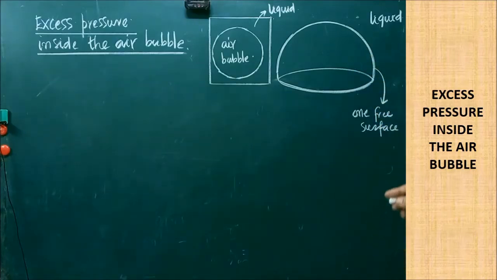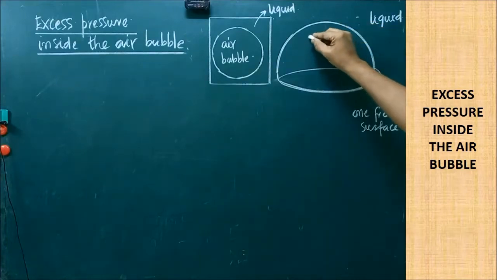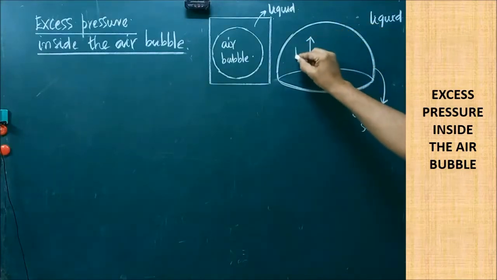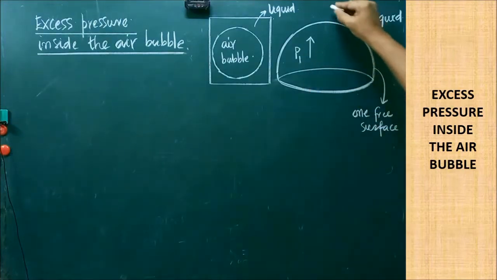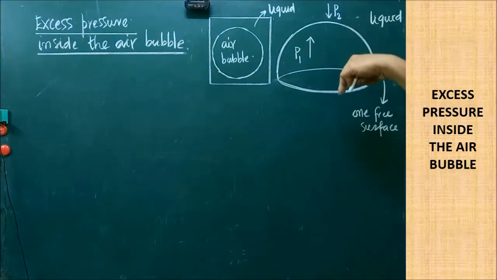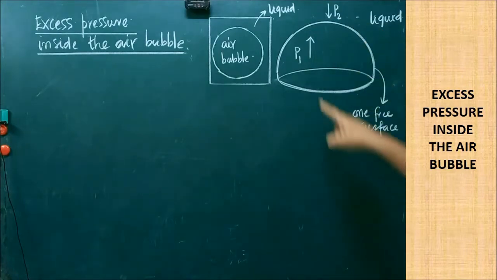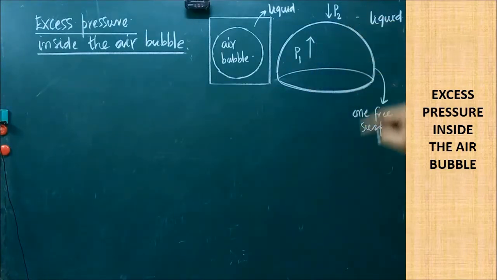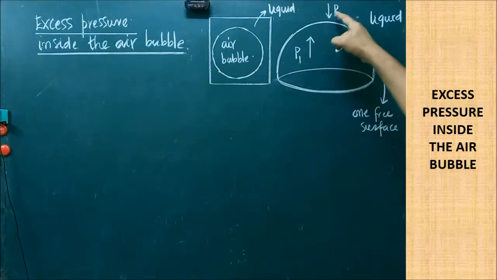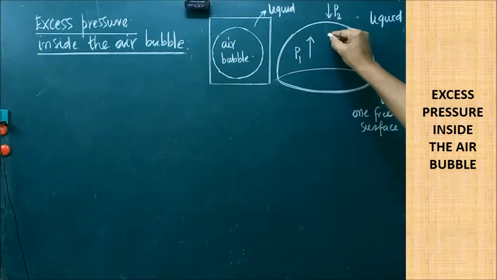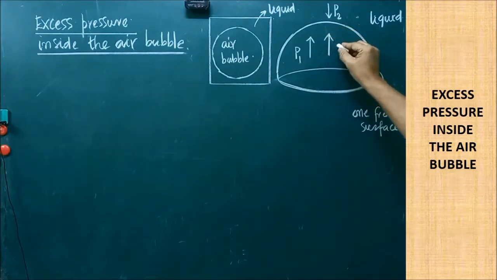Are you clear? Here there is a pressure. That pressure is called P1. The pressure which is acting from inside is called P1. There is another pressure that is acting in the downward direction, on the surface. So one pressure is acting from inside, another pressure is acting from outside. And the most important thing is always the excess pressure. Excess pressure means the difference between these two pressures. That excess pressure will be acting only on the concave surface.